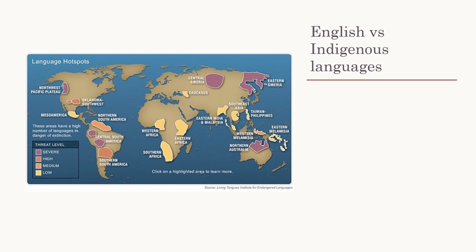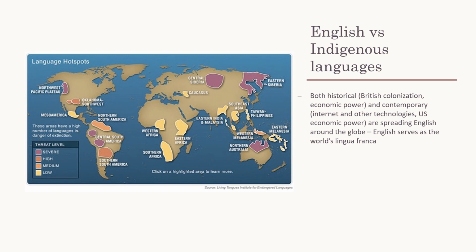In terms of English spreading as the global lingua franca, what we're seeing oftentimes is it spreading and putting at risk indigenous languages around the world. And so when we think about historic evidence of English becoming that lingua franca, right, British colonization, economic power, and contemporary reasons why English is dominant, internet and other technologies, economic power, media, those things are all spreading English around the globe, and it's meaning that English is the world's lingua franca.